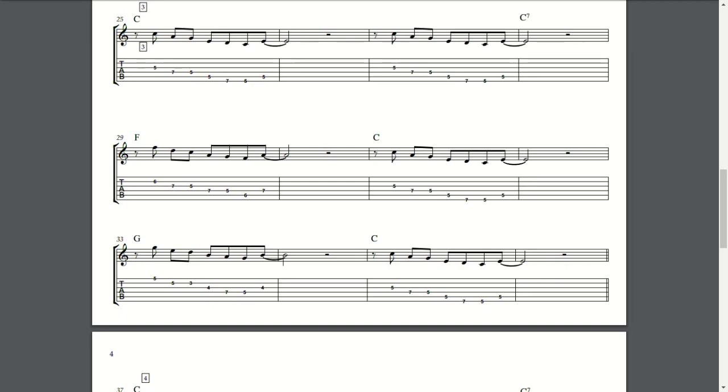1, 2, 3, 4, 1, and 2, and 3, and 4, and 2, 3, 4, 1. And the F. Back to C. So I played the 4th there. Back to the 1. Here we go.